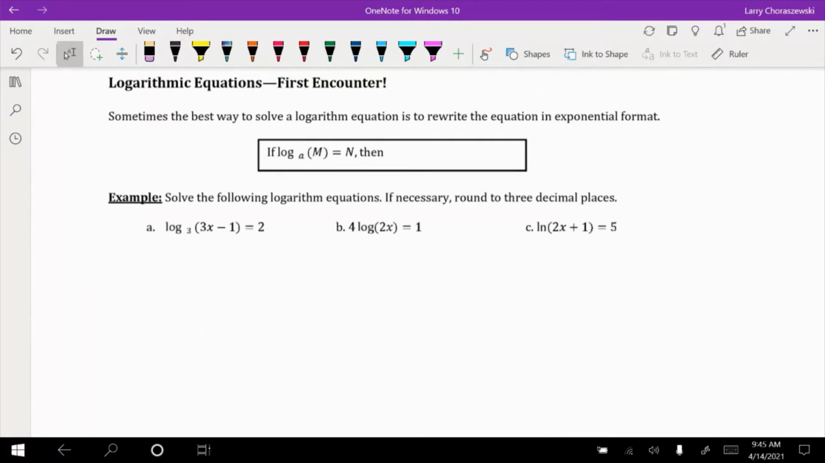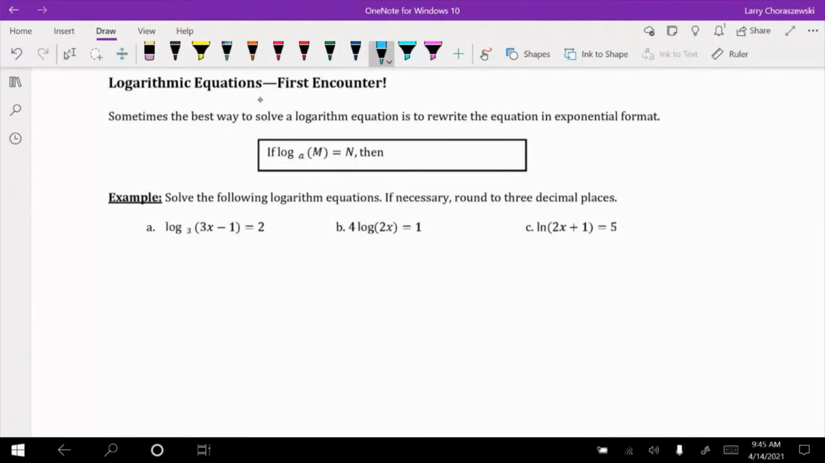We will look at more advanced techniques later on in Chapter 6. But the equations that we'll be presented with today are kind of like special cases where we can get by solving one type just by rewriting, and the other type by using a very similar one-to-one property like exponentials had. So it says here, sometimes the best way to solve a log equation is to rewrite the equation in exponential format. So let's revisit that.